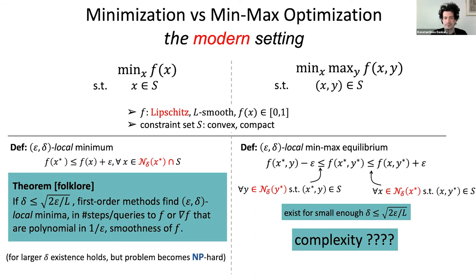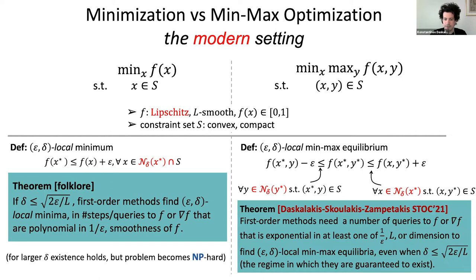So the main result that I wanted to present is that even though we have set, as we were discussing earlier, the bar quite low, so we're shooting for first order local min-max solutions, nevertheless, first order methods will need an exponential number of queries to your function and its gradient to find such solutions, even though these solutions are guaranteed to exist in the regime that I'm looking at, where delta is small enough. And the exponential dependence is exponential in at least one of the relevant parameters of the problem. So it's exponential in at least one of the one over the approximation, the smoothness, or the dimensionality of the problem.